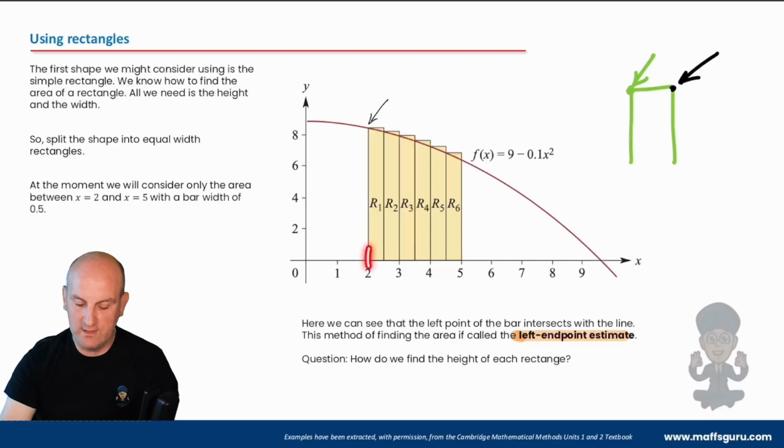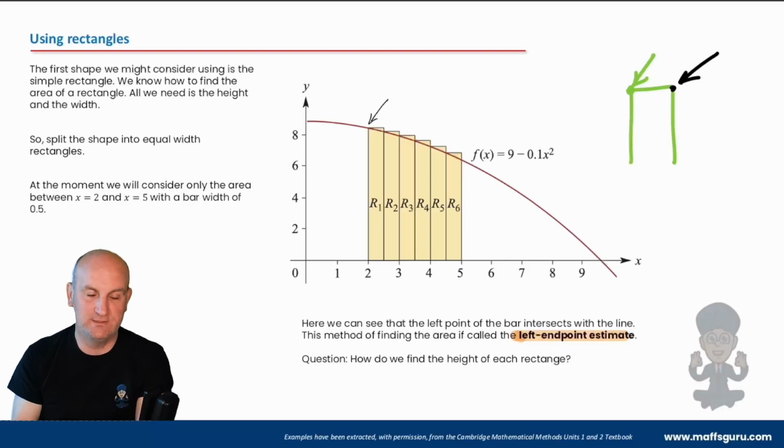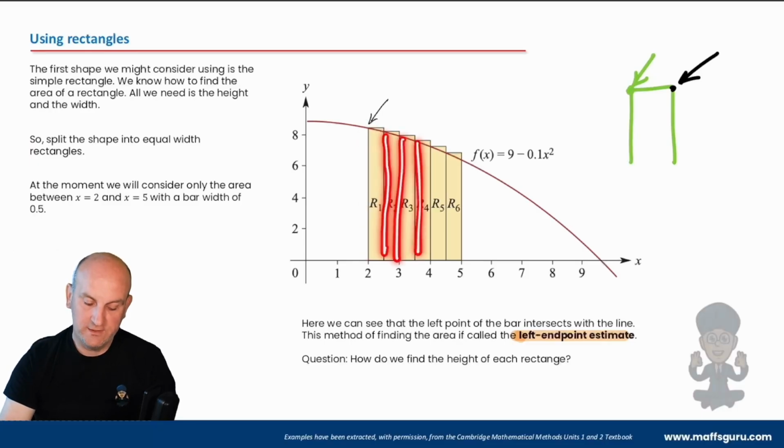And it turns out the width of each of these rectangles is going to be half. Why did I choose half? It seemed as good a value as any. If I was to choose one, we'll see why that's going to be a bit of an issue in a moment. If I chose smaller rectangles, it just means a lot of calculations. So at the moment, we're choosing a half as my width. So I now know each of these rectangles is a half. All I need to do now is find the height of my rectangle. How do I find the heights of each of these rectangles?